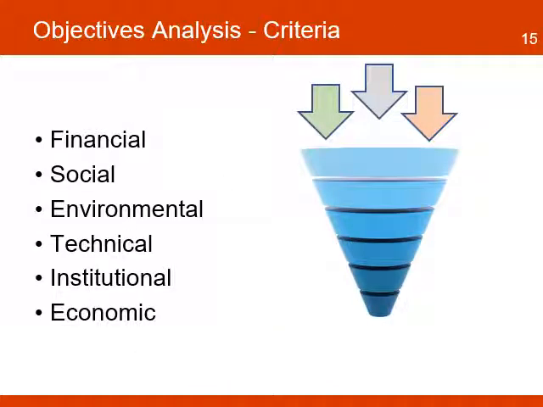A process that facilitates this decision is the use of criteria to evaluate each one of the possible interventions. Examples of possible criteria include financial, social, environmental, technical, institutional, and economic. The criteria serve as a funnel that will filter those objectives that have a higher chance of success.